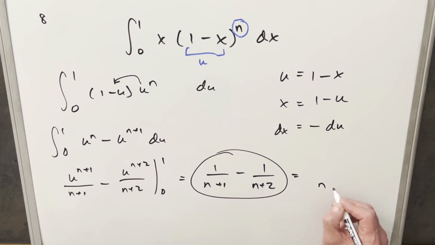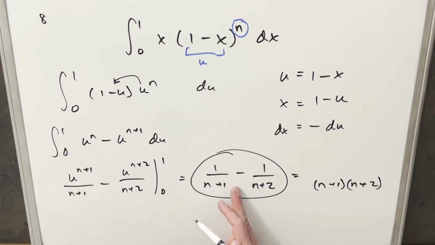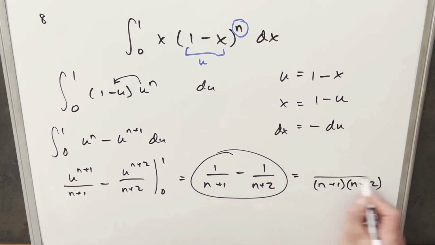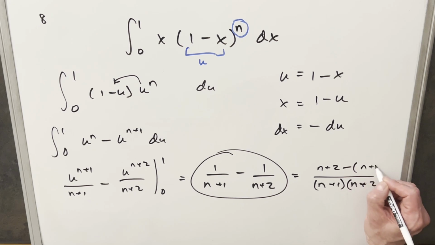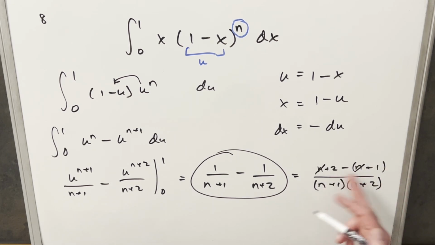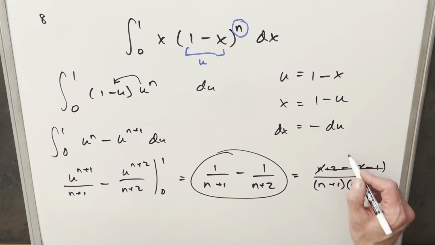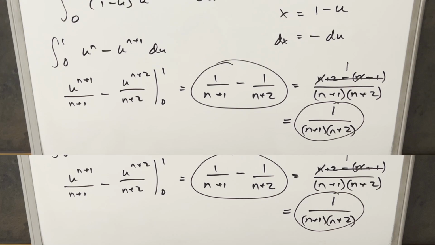So when I do that, the denominator is going to become n plus 1 times n plus 2. And if we multiply by n plus 2 over n plus 2 here, we're going to get an n plus 2. And then we multiply by n plus 1 over n plus 1 here, we're going to have minus n plus 1. But then the n's are going to cancel here. Then distributing in the minus, we're going to have 2 minus 1, and that's just going to become 1. So my final solution to this is just going to become 1 over (n plus 1) times (n plus 2), and that's it.